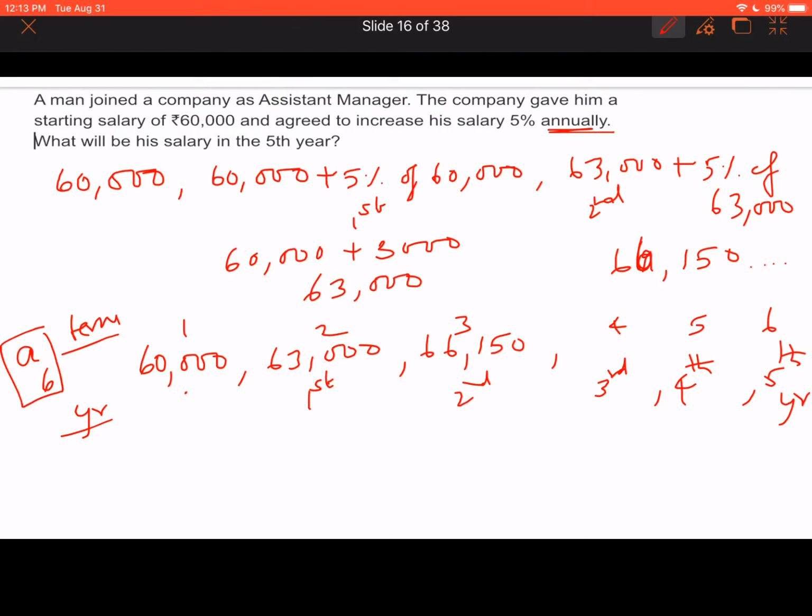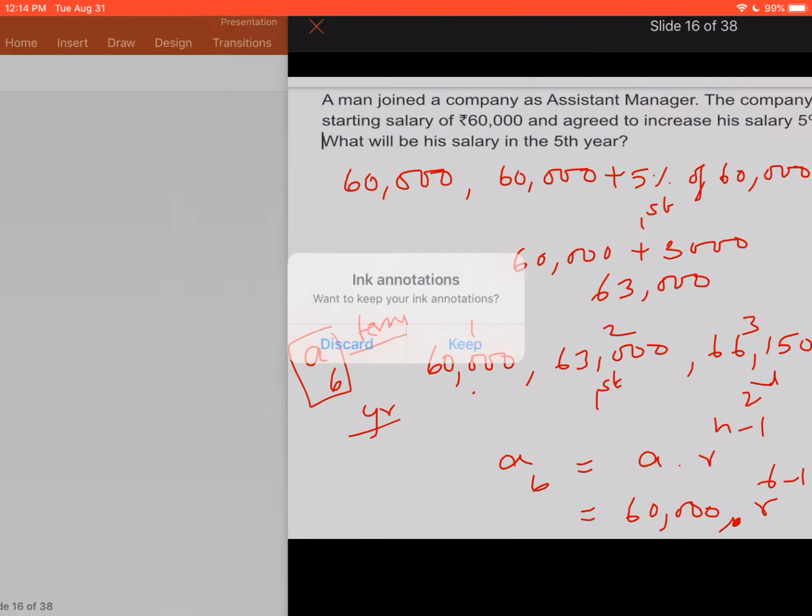For this we have the formula A times R to the power n minus 1. Here we know the value of A, 60,000, right? We have to find the value of R. n is 6 minus 1, that is 5. So how to find the value of R, we will see.